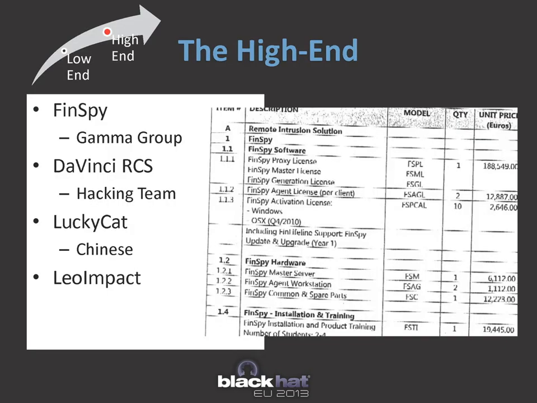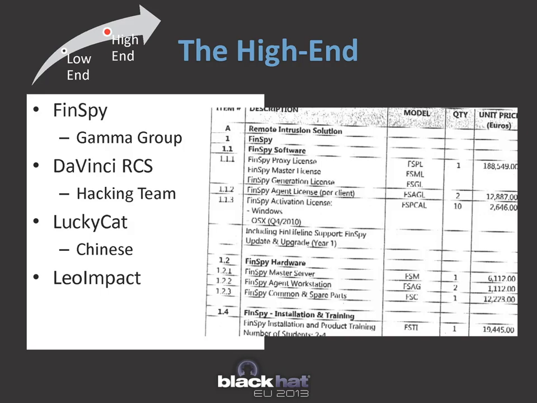For example, on the high end of the spectrum, things like FinSpy, which cost, I think, upwards of 300,000 euros, made by Gamma Group, a German company, and was found by Bahrain on a few activist phones. You have DaVinci RCS, which was also detected by, I believe, Dr. Web, the Russian security group. Lucky Cat, Italian. Italian? Yeah. Okay, sorry. Lucky Cat, which had a mobile agent on the servers that were exposed, and a few others also available on the market.